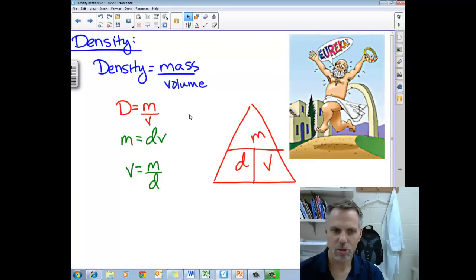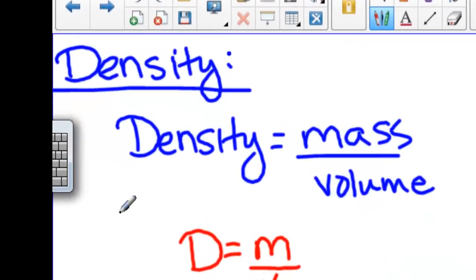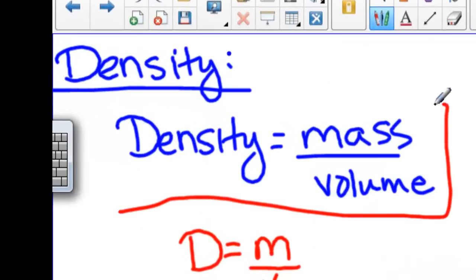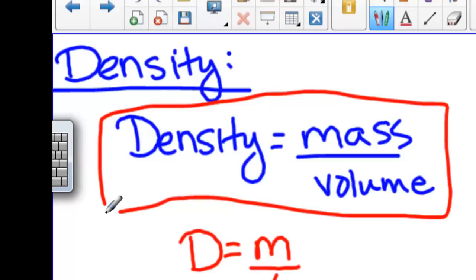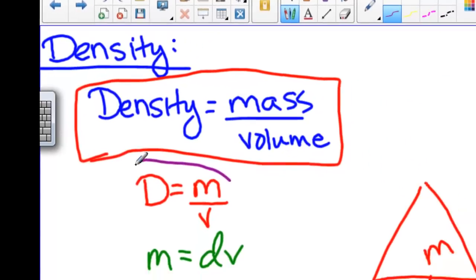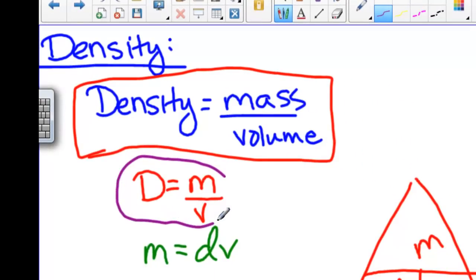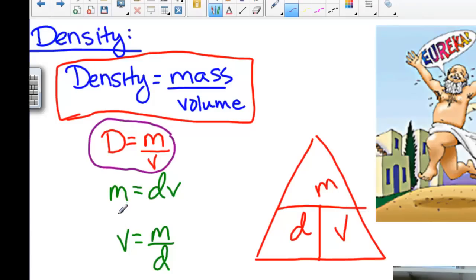Density, by its definition, is mass divided by volume, and so this is the equation right here. This is always our original equation for density. We can rearrange this equation into multiple formats. So here's the original equation using symbols. D equals m divided by v. Here's another way of writing it. M equals d times v, and v equals m divided by d. So these are different forms.